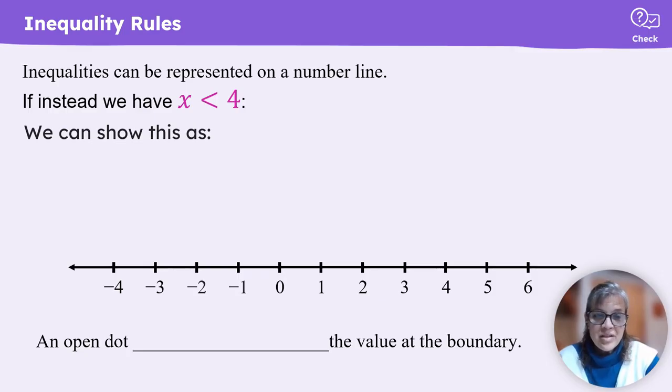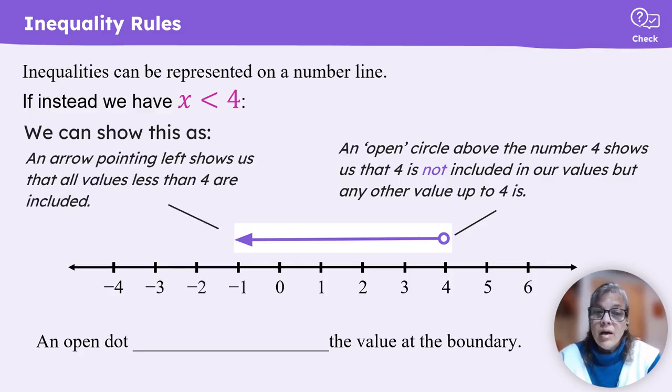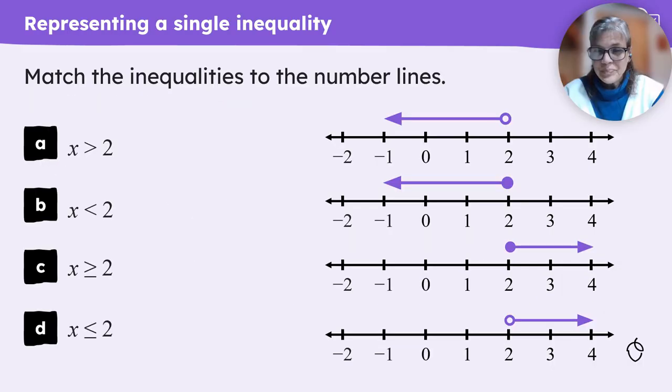If instead we said, well, x is just less than 4, how do we represent that? We draw an open dot. The open circle above the number 4 shows us that 4 is not included in our values, but any other value up to 4 could be. 3.999 is fine. An arrow pointing left shows us that all the values less than 4 are still included. So an open dot excludes, does not include, the value at the boundary.